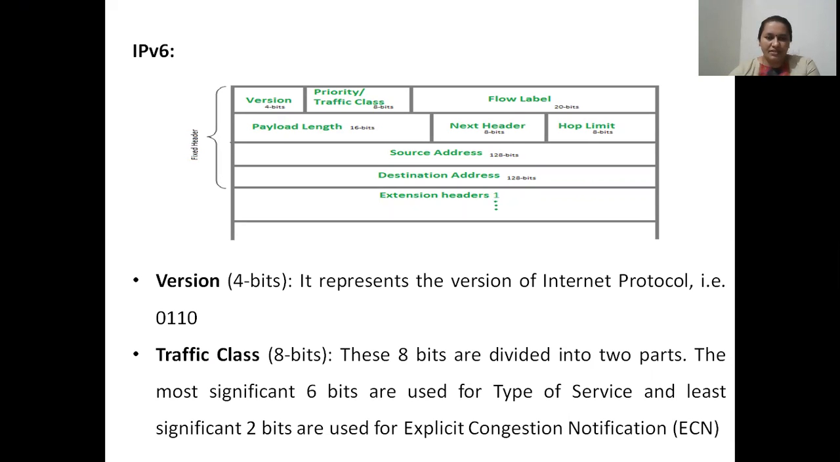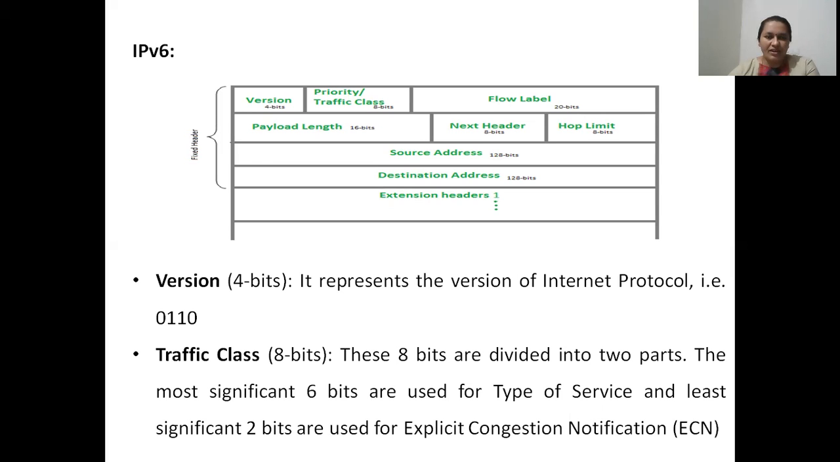The version field is a 4-bit field which represents the version of the internet protocol used. So in this case, the version we use is IPv6, and IPv6 is indicated by a unique 4-bit combination 0110.